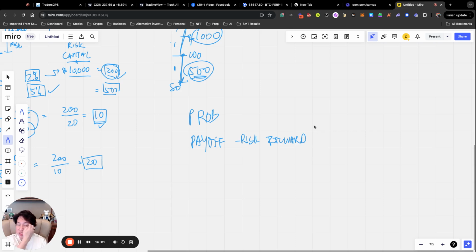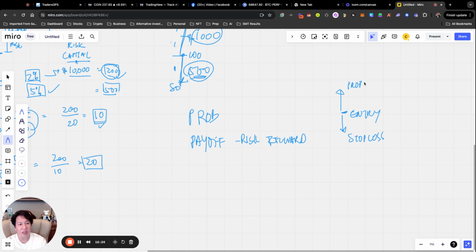First thing first, when we talk about probability, we are talking about, under the entry price, what is the probability that it will go down first to your stop loss price, the money that you're willing to lose, or go to your target price or your profit target.